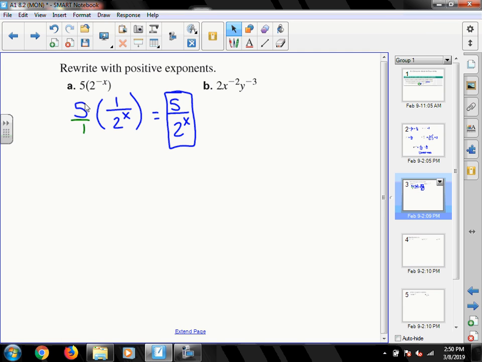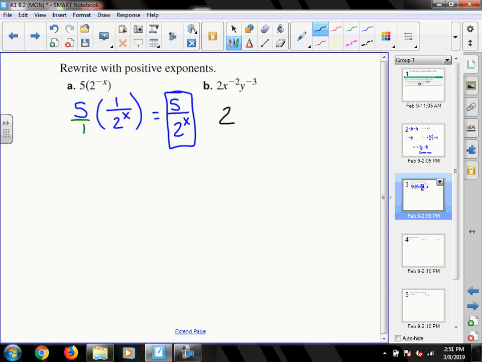Now, for B, it's very important to look at what exponents are negative. This 2 doesn't have any negative exponents, so it's in the right spot, and it's simplified or evaluated as much as I can. So rewrite it as 2, x to the negative 2.